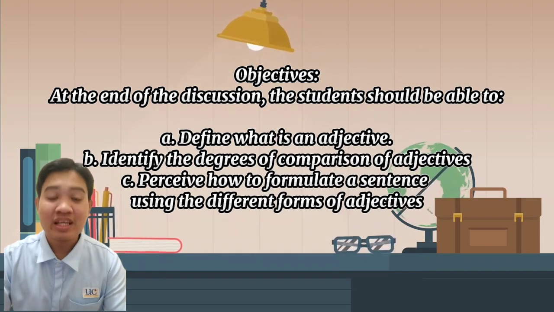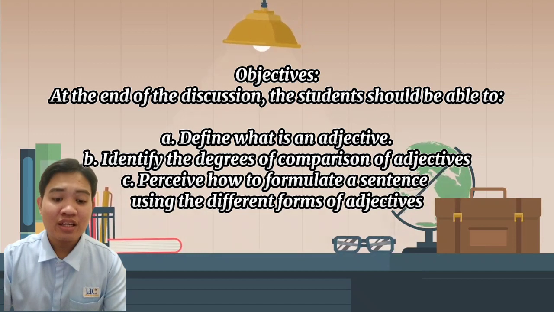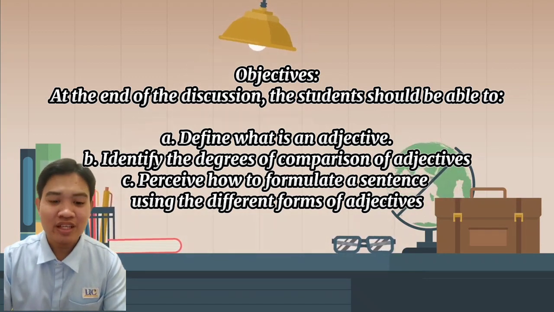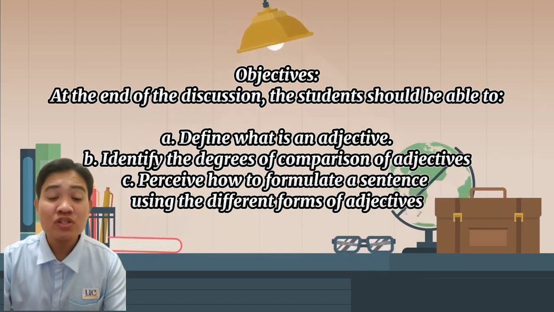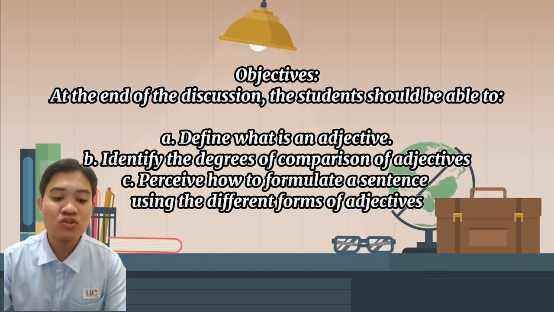But before I start with my discussion, let me show you first the objectives of this lesson. At the end of the discussion, students should be able to, first, define what is an adjective. Second, identify the degrees of comparison of adjectives. The third one, perceive how to formulate a sentence using the different forms of adjectives.